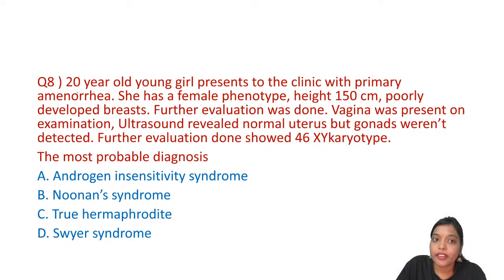Next question. A 20-year-old young girl presents to the clinic with primary amenorrhea. She has a female phenotype, height 150 centimeters, poorly developed breasts. Further evaluation was done, vagina was present on examination. Ultrasound revealed normal uterus but gonads weren't detected. Further evaluation done shows 46XY karyotype. The most probable diagnosis is androgen insensitivity syndrome, Noonan syndrome, true hermaphrodite, Swyer syndrome.